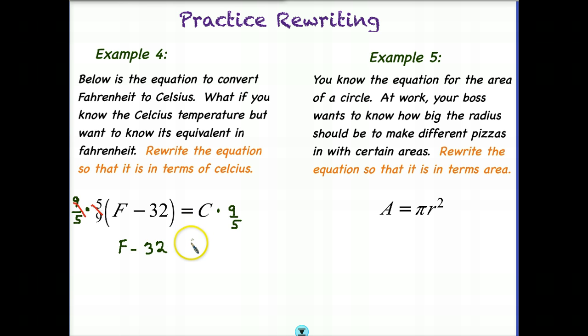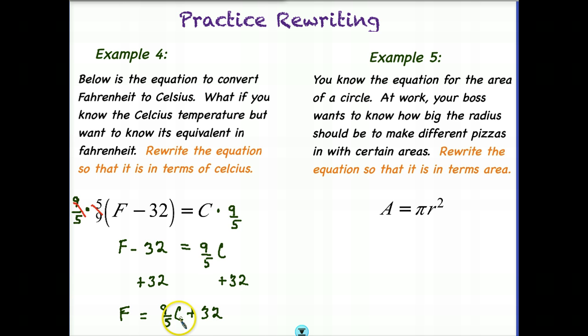I will just write F minus 32 is equal to, and I'm going to put the 9/5 in front. Doesn't matter if it's in front or in back, but I'm going to go ahead and put it in front, 9/5 C. Our final step then in order to isolate F and write our equation in terms of C is to just add 32 to both sides, and then we should be done. So our equation ends up being F equals 9/5 C plus 32.